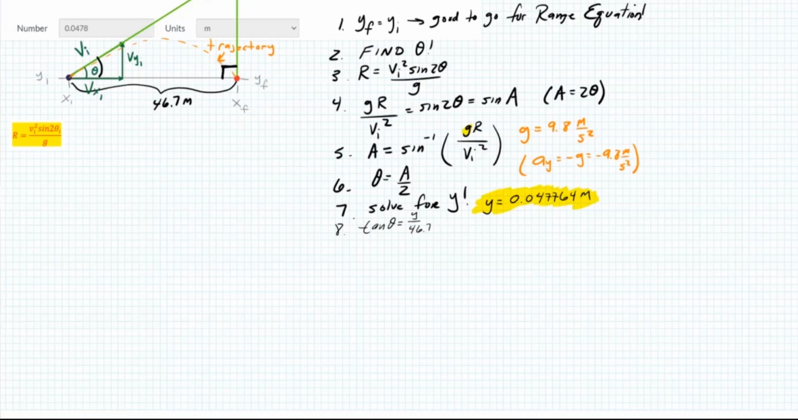So, are you looking for A or are you looking for theta? I'm looking for A right now. So yeah, it's going to be the arc sine of your range times your 9.8, over your initial velocity. Are we back in radians? Is that what it is? Degrees. Oh, degrees. Okay. Yes.